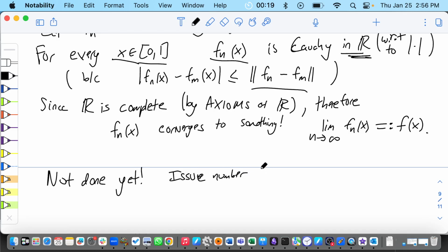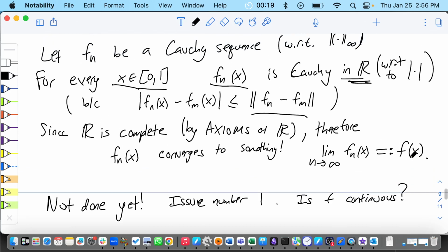Issue number one: is f even continuous? It could be like the polynomials, where it converges to something, but the something is not a polynomial, and then our space wouldn't be complete. So this is definitely an issue, and this is the one I have the answer for. So this one we're good on.